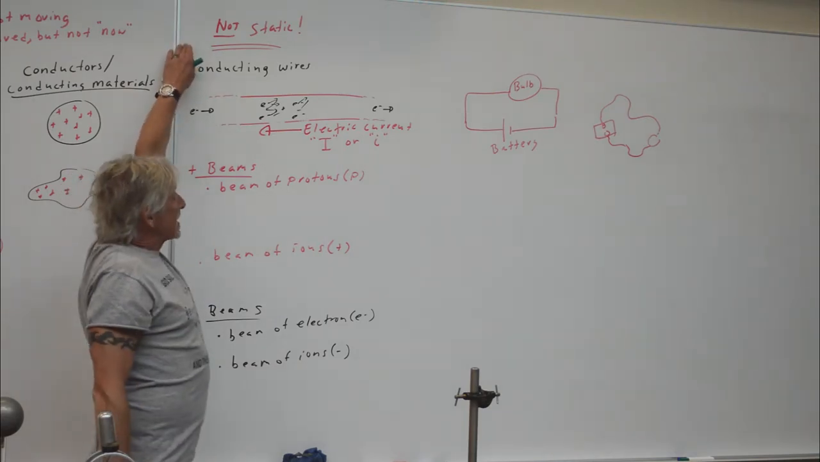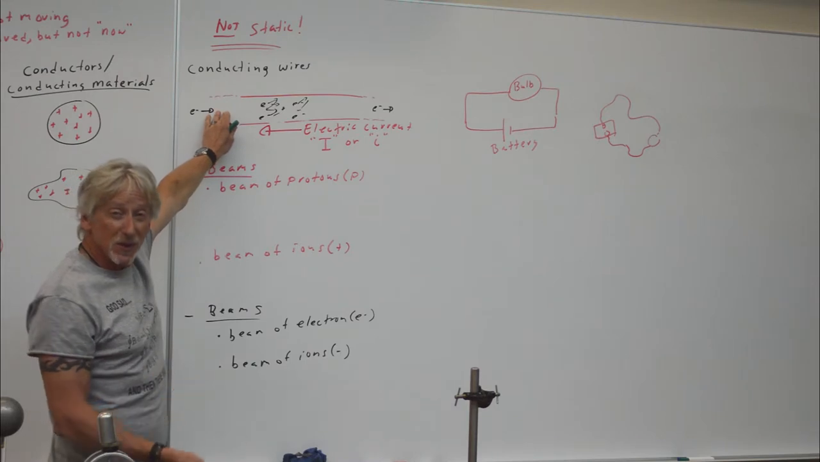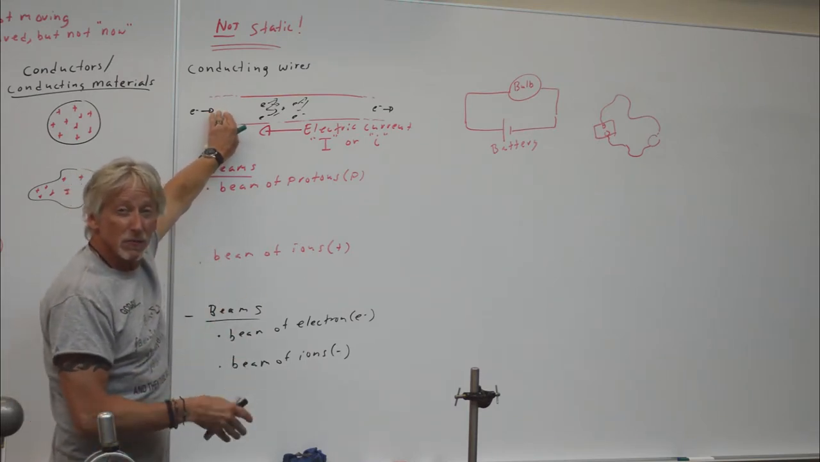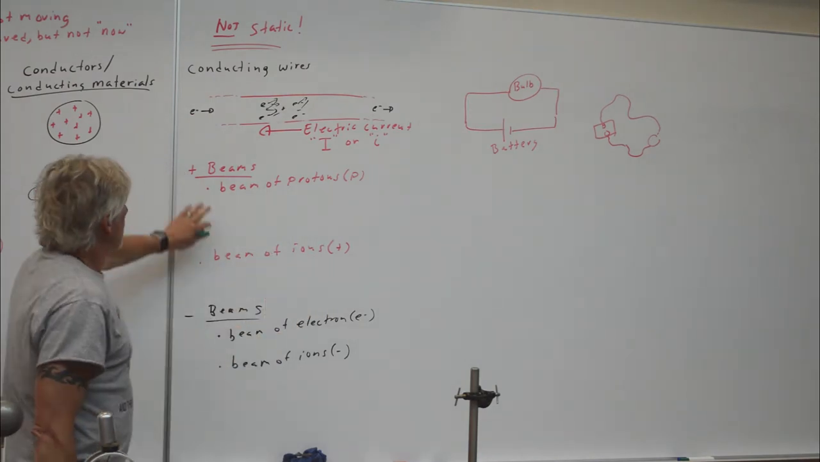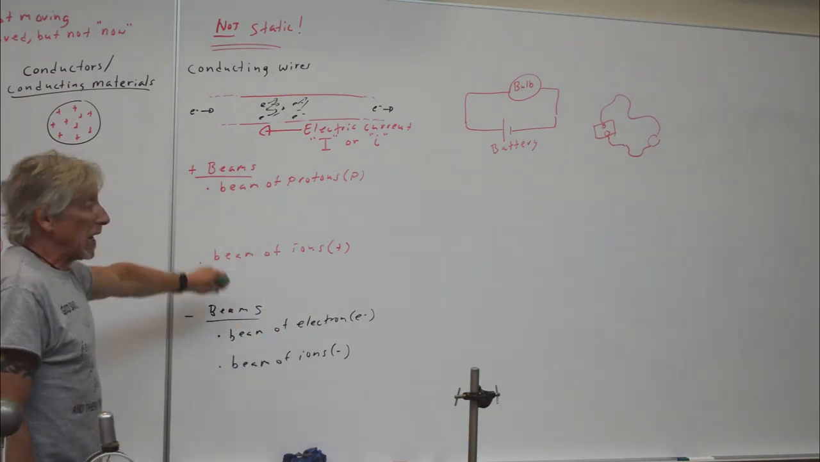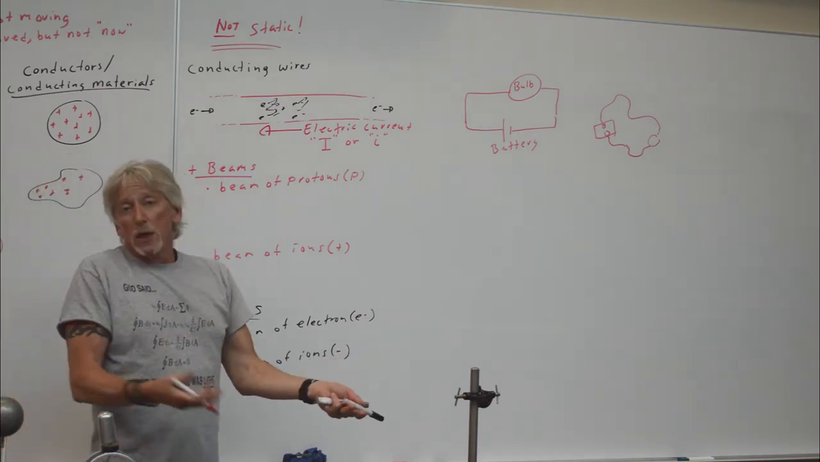So when it's not static, we're going to deal with electric current. We're going to deal with how electric current makes magnetic fields, all kinds of crazy stuff. Cool stuff. This is an introduction. Just let it go. I do want to mention that we have beams, so we can have beams of protons. It's pretty easy with hydrogen. It's just a proton and an electron.